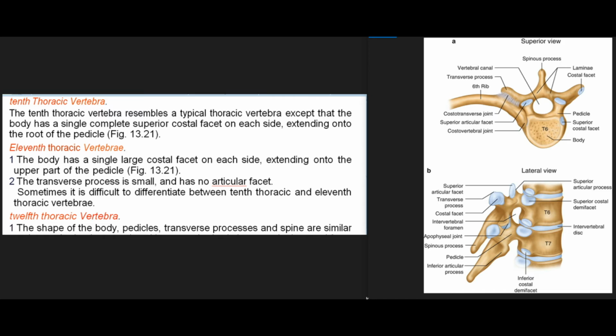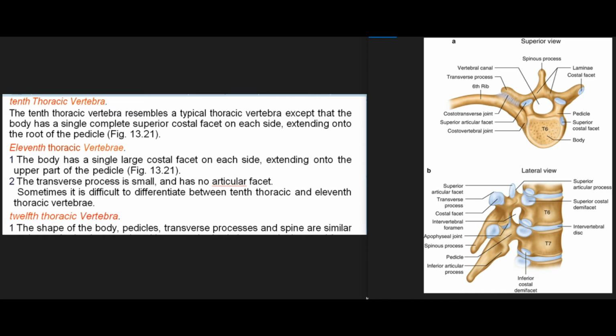11th thoracic vertebra. 1. The body has a single large costal facet on each side, extending onto the upper part of the pedicle. 2. The transverse process is small, and has no articular facet. Sometimes it is difficult to differentiate between 10th thoracic and 11th thoracic vertebrae.